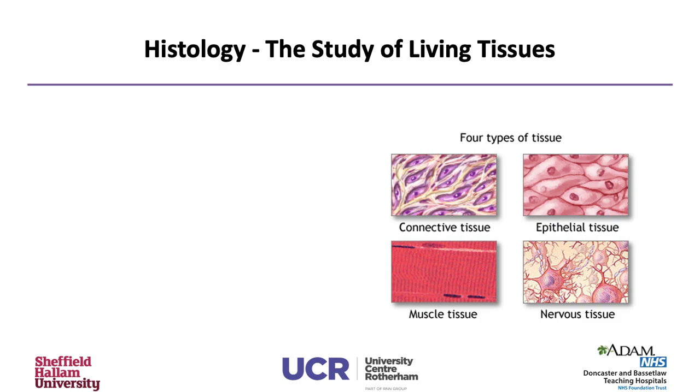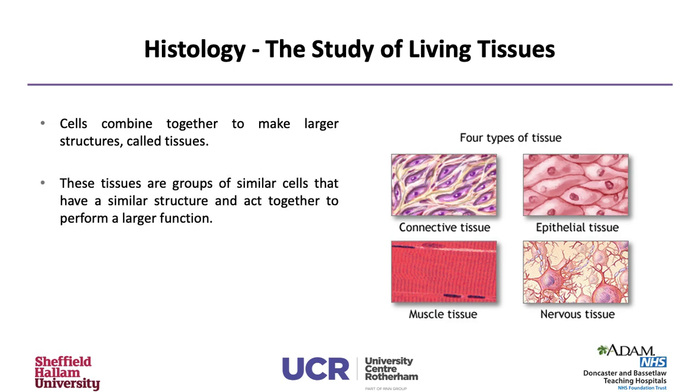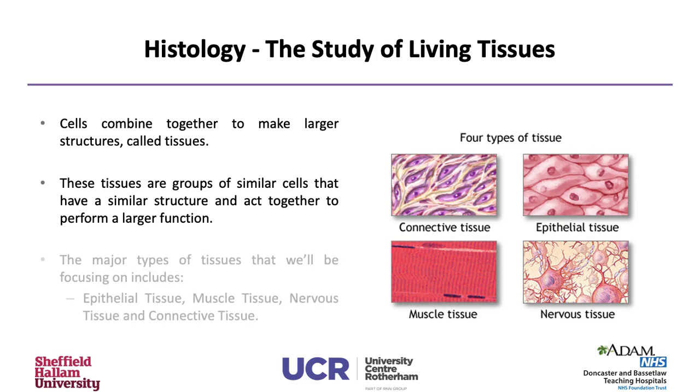Moving on to histology, which is the study of living tissues. Essentially, cells combine together to make a larger structure, and when this happens, we can then define it as something called tissue or living tissue. These tissues are groups of similar cells that have a similar structure and work together to perform a larger function. The main types of tissues we're looking at are epithelial tissue, muscle tissue, nervous tissue, and connective tissue. Structures that we can see through a microscope can be identified just to the right of the image. So ultimately, that's what some examples of tissues look like.